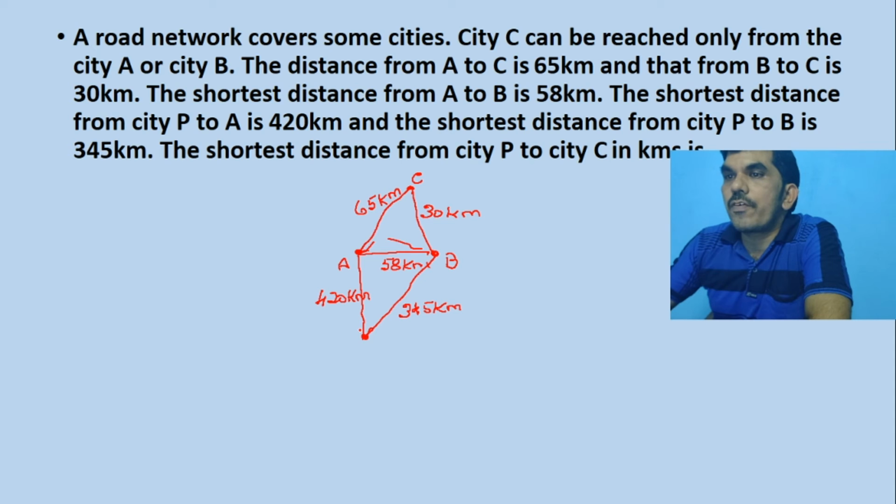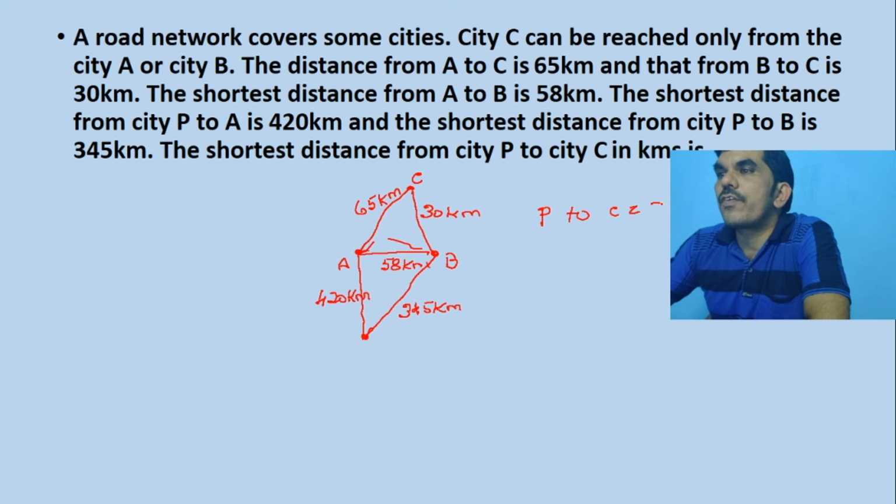Now this is from P to A. What is the possible distance? 420. A to C, 65. So total is 485. So if I go through this, 420 plus 58 plus 30, it is 508. So if I travel this way, this is the shortest distance. So the shortest distance from P to C is 345 plus 30. So 375 km. This is a very simple but tricky question.